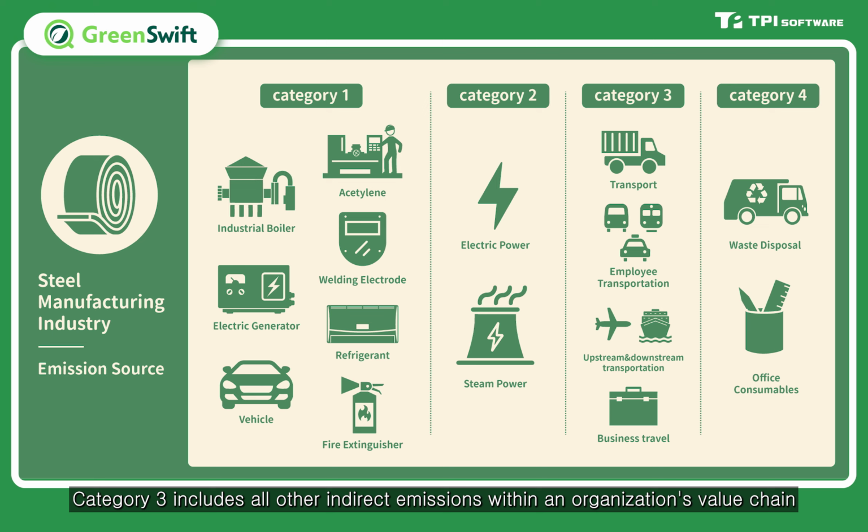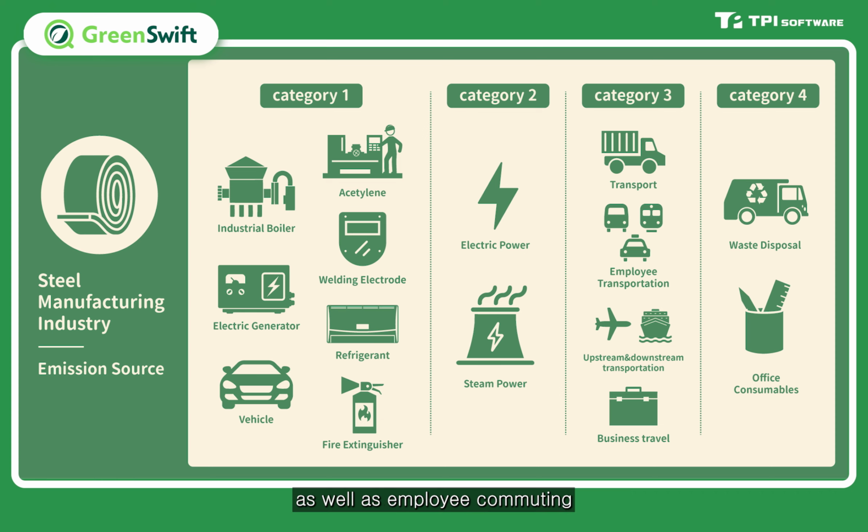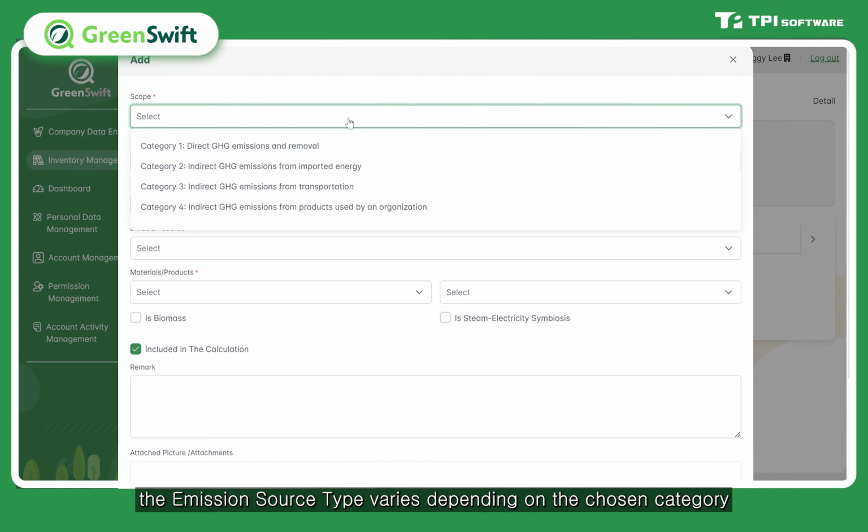Category 3 includes all other indirect emissions within an organization's value chain, including goods delivery throughout the value chain, upstream and downstream emissions, as well as employee commuting. Category 4 focuses on the emission reduction that occurs outside of a product's life cycle or value chain, but as a result of using that product, such as upstream procurement and waste management. The emission source type varies depending on the chosen category.